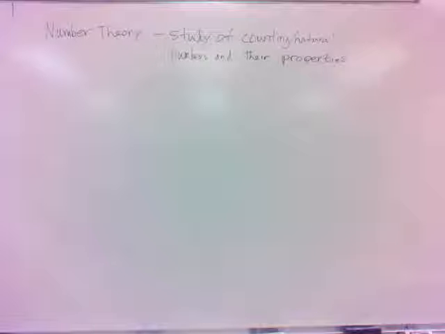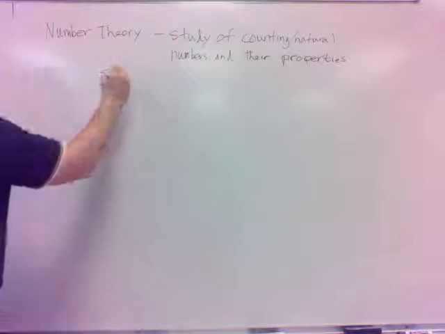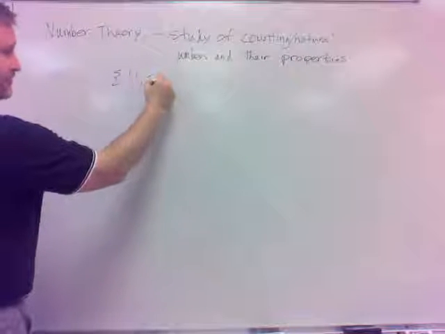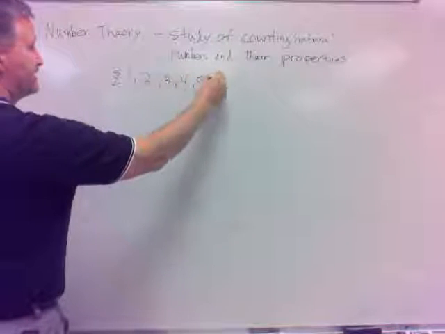Briefly here about number theory, which, definition-wise, is the study of counting numbers, also called natural numbers, and their properties. The good thing about number theory is it's a very limited set that you talk about, because if I'm only talking about the natural numbers, the counting numbers, what numbers am I talking about? Counting numbers, natural numbers: 1, 2, 3, 4, 5, 6, 7, 8, 9, etc., etc., etc.